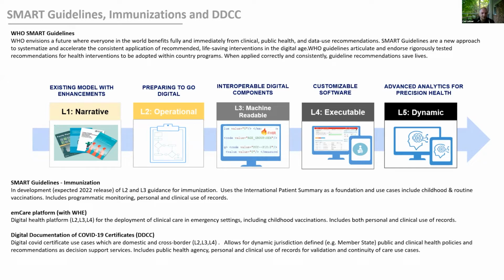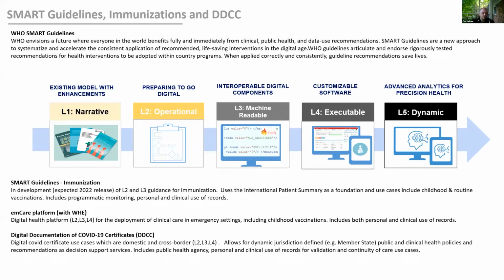So at the L1 level, we have the narrative guidance. The L2 level is essentially the business requirements, the workflows. The L3 is the FHIR implementation guide. For those that were on the previous session with Jose, you saw some aspects about building those. L4 is the actual executable code, the software tools that implement the SMART guidelines, and that'll be the focus of the conversation today. And L5 is looking at dynamic guidelines, machine learning, artificial intelligence that we can apply to the data systems now that we've regularized data.